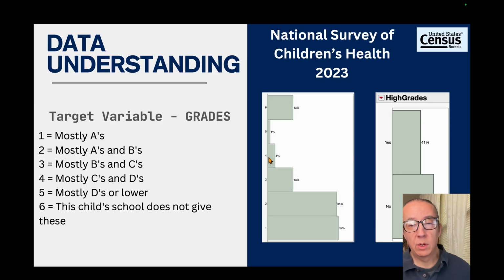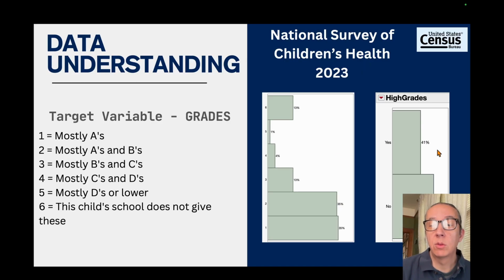I'll talk a little bit more about the data processing later, but here's where we ended up with the target variable: 59% is no, which is actually 2 through 5, mostly A's and B's through D's. And then yes will be mostly A's.